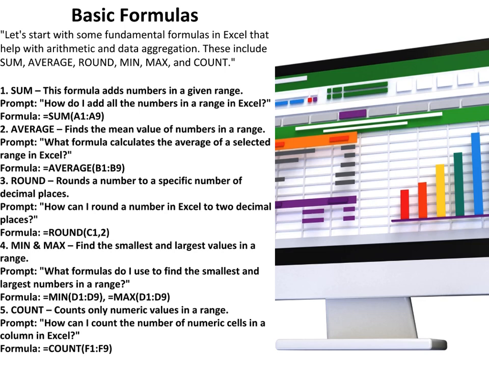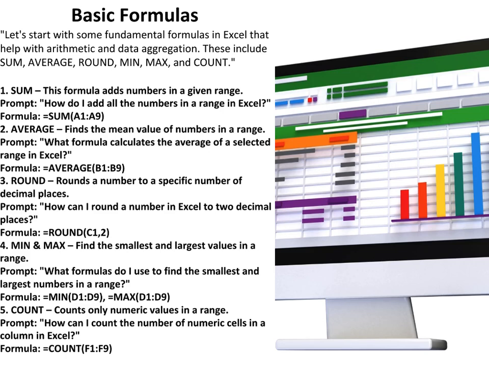3. Round rounds a number to a specific number of decimal places. Prompt: How can I round a number in Excel to 2 decimal places? Formula: equals ROUND(C1, 2). 4. Min and max find the smallest and largest values in a range. Prompt: What formulas do I use to find the smallest and largest numbers in a range? Formula: equals MIN(D1:D9), equals MAX(D1:D9).